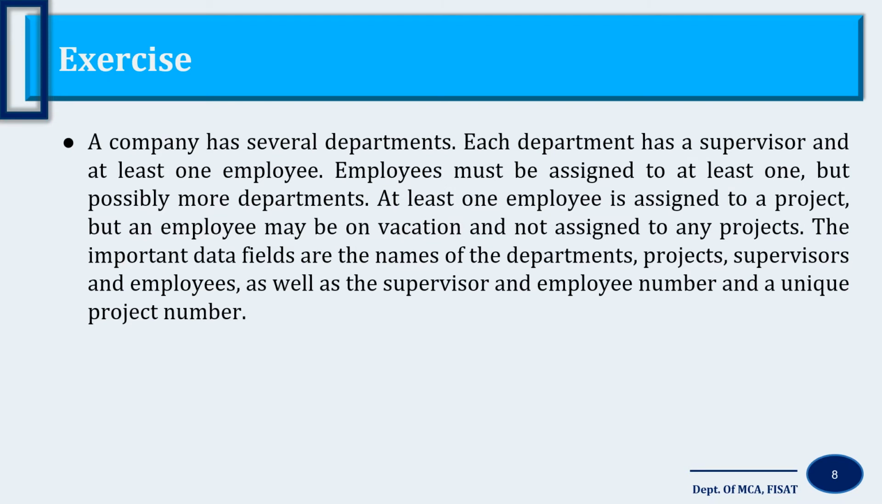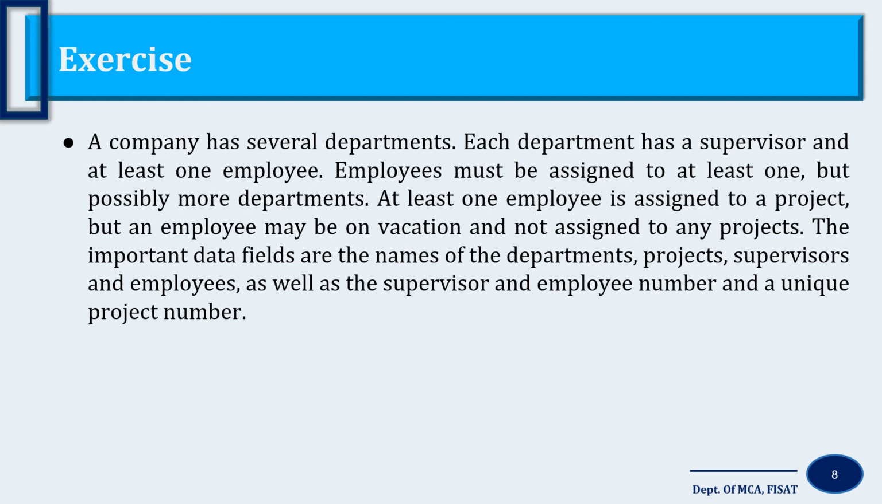Now let us look at an exercise. A company has several departments. Each department has a supervisor and at least one employee. Employees must be assigned to at least one but possibly more departments. So we'll be getting the relationship constraints also. At least one employee is assigned to a project, but an employee may be on vacation and not assigned to any projects. The important data fields are the names of the departments, projects, supervisors, and employees, as well as the supervisor and employee number and a unique project number.